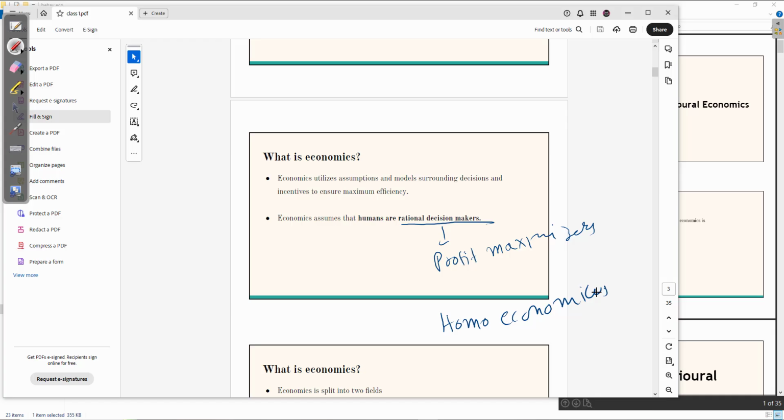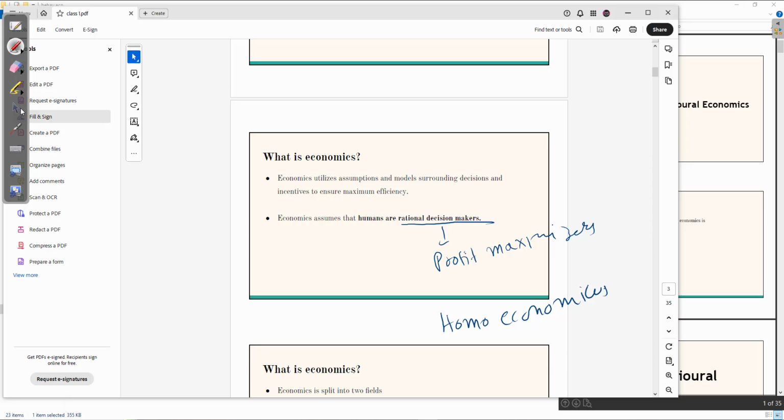So there is only rational decision making. No emotional impact is there. The idea is that you are not thinking about charity, you are not thinking about friendship or anything. You are just maximizing your profit. That's the decision that you want to take.